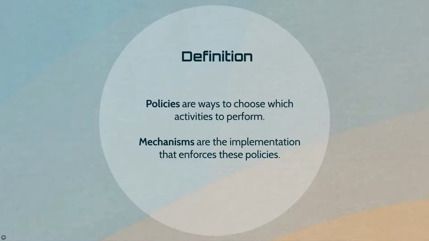Policies are ways to choose which activities to perform. Mechanisms are the implementation that enforces these policies. The separation of policy and mechanism is important for flexibility. Policies are likely to change across places or over time. In the worst case, each change in policy would require a change in the underlying mechanism.